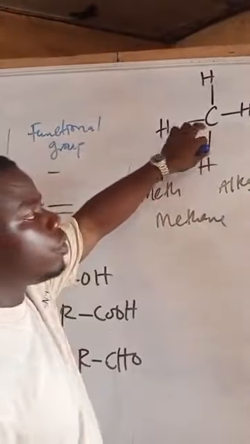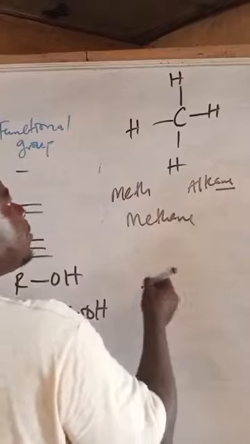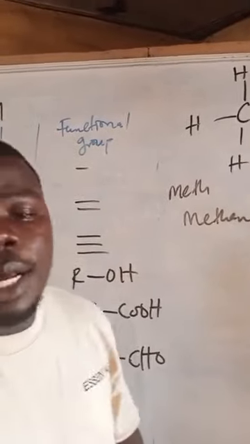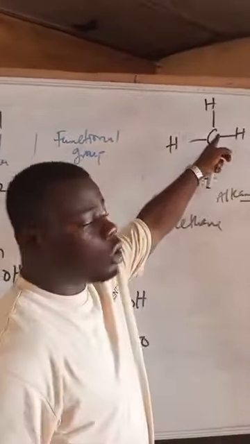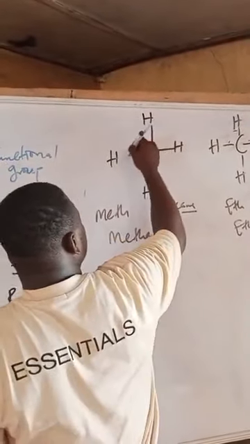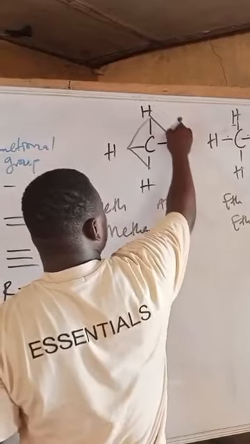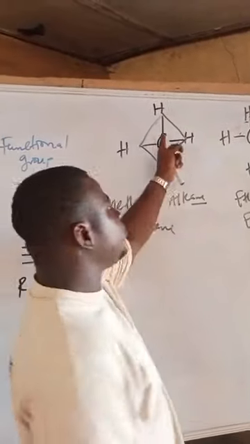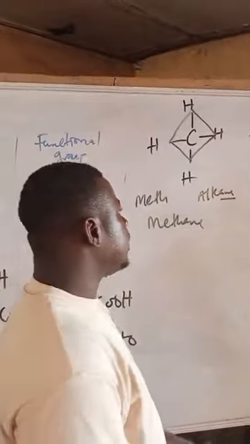Now, looking at this structure very well, JAMB will ask, what is the structure for methane? Methane is tetrahedral in shape. You can see the kite shape. So tetrahedral in shape.